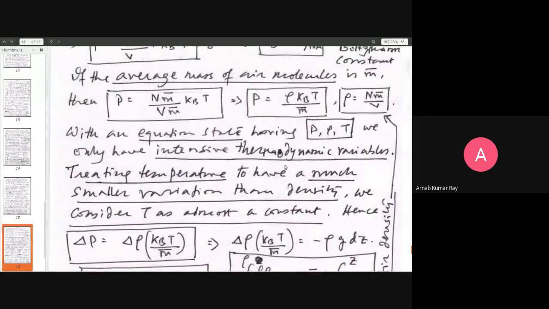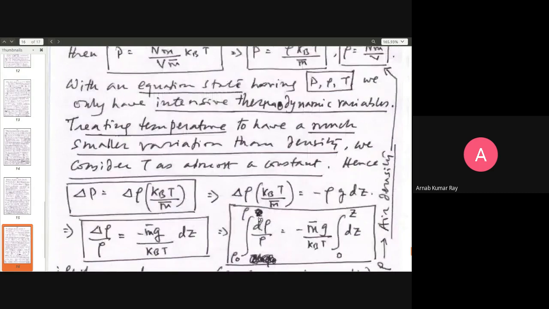Anyway, here we have one such equation. We treat the temperature as having a much smaller variation than density, so that the temperature can be treated as almost a constant, which is not such a bad approximation really. On top of Mount Everest, or a large high mountain, temperatures will go down to, let's say, 0 degrees or maybe minus 10 degrees. A normal temperature close to the surface of the Earth is about 30 degrees, but the density decreases drastically compared to that.